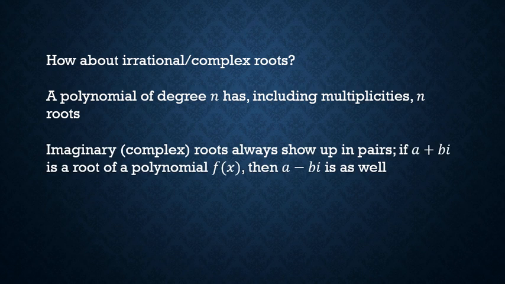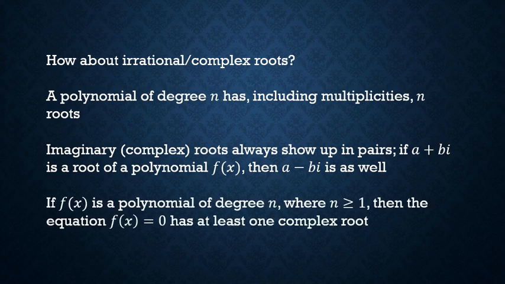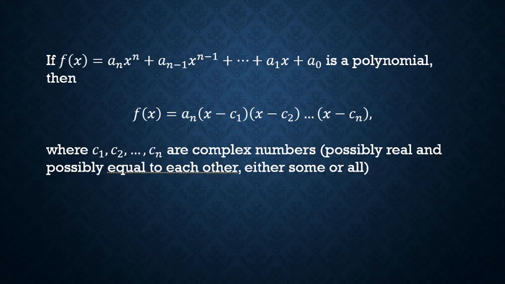So if a plus bi is a root of a polynomial, then a minus bi is going to be a root as well. Those things always show up in pairs. And then if f of x is a polynomial of degree n, as long as n is greater than or equal to 1, then the equation f of x equals 0 has at least one complex answer. Now, all real numbers are complex numbers, so whether your root does involve an i or it's just a real number, it is a complex root. And this theorem is called the linear factorization theorem.